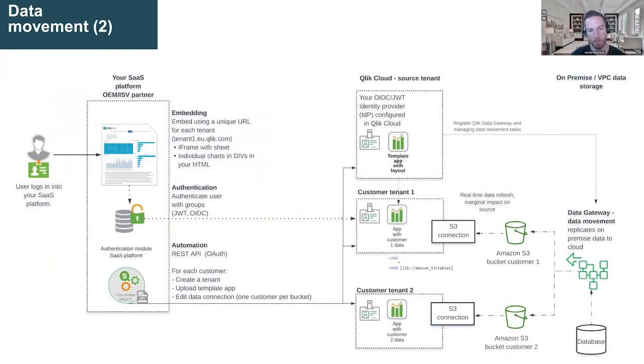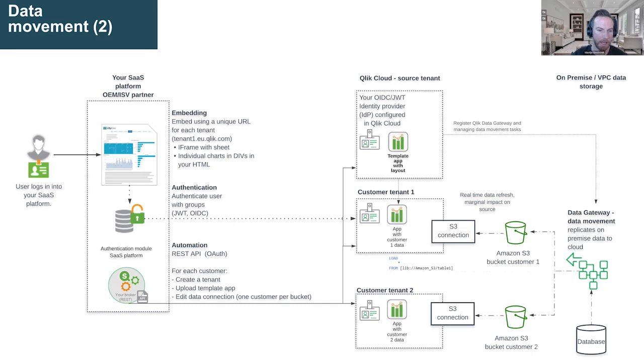So we will now look at some more detailed diagrams. In this diagram, you'll see a complete integrated solution containing the embedding, the authentication, and the automation part, what we also saw in the last Espresso meeting. So I can embed Qlik Sense content using the iframe or div tag or using the APIs.